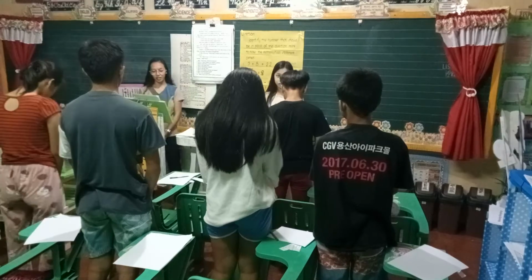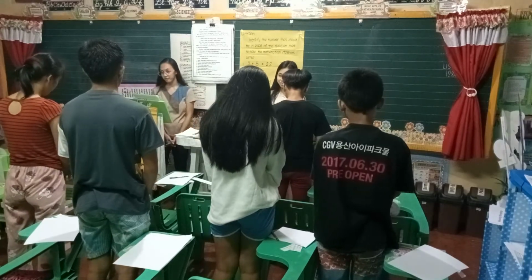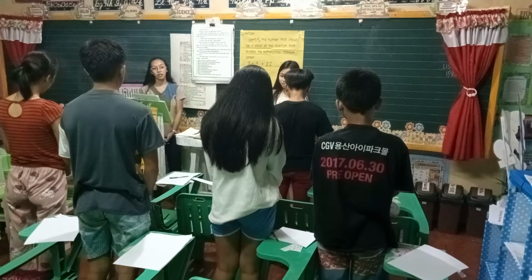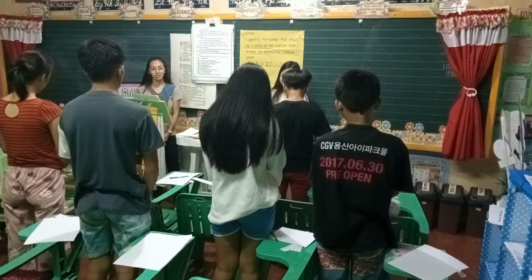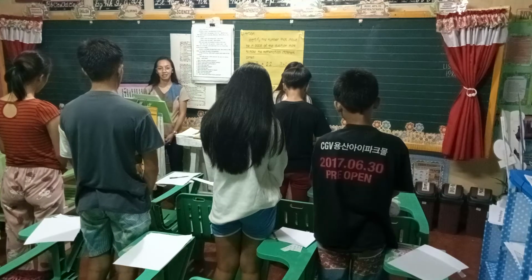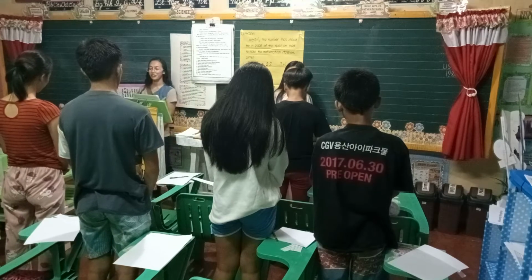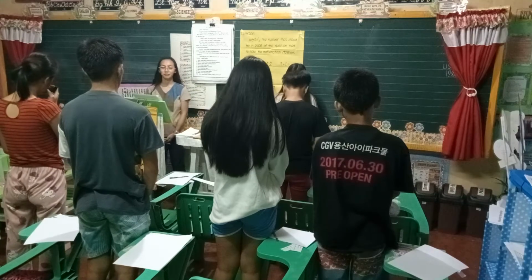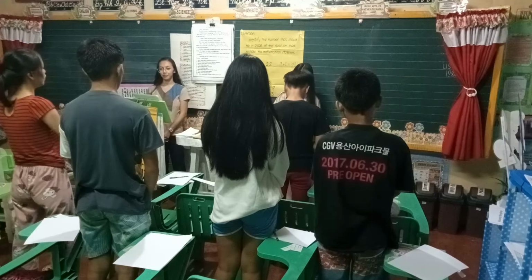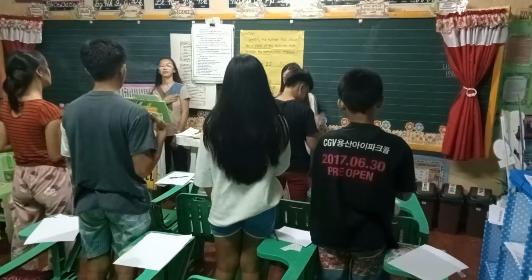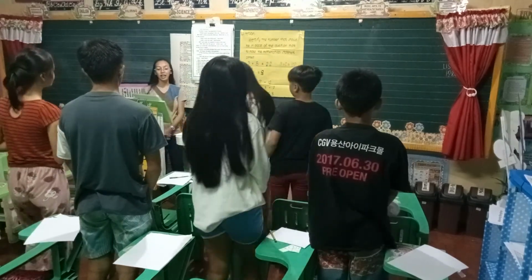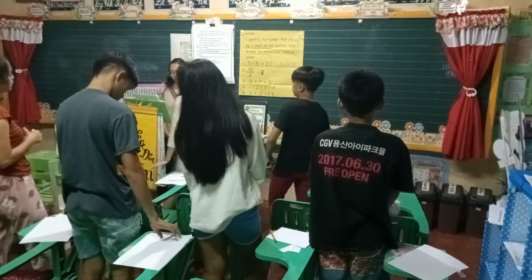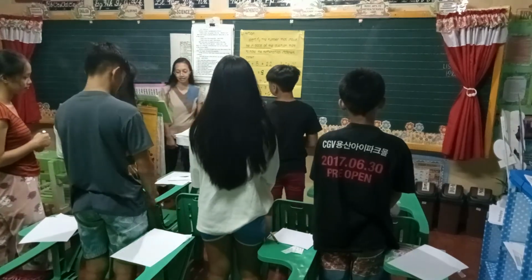Our Father who art in heaven, holy be your name, your kingdom come, your will be done on earth as it is in heaven. Give us this day our daily bread and forgive us our sins, as we forgive those who trespass against us. And lead us not into temptation, but deliver us from evil. Amen. Father, Son, and Holy Spirit. Amen. So good afternoon again. Good afternoon, Miss. Please sit down.